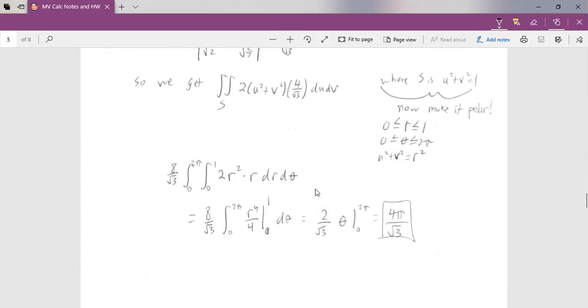And now, once we're here, this is easy, right? 2r squared times r is 2r cubed, dr d theta, goes to r to the 4th over, oh my god, so many errors in this. R to the 4th over 2, please. Evaluated from 0 to 1.